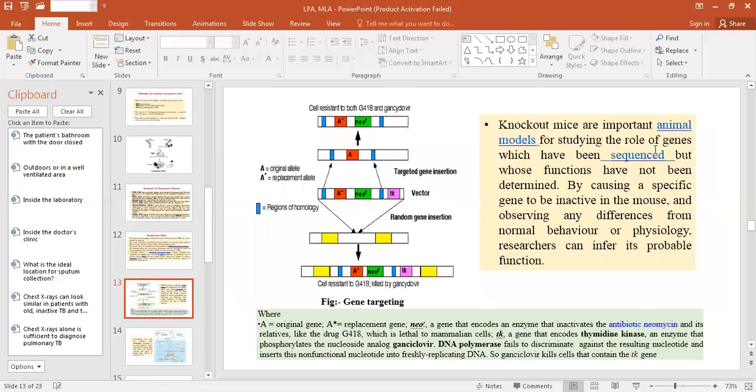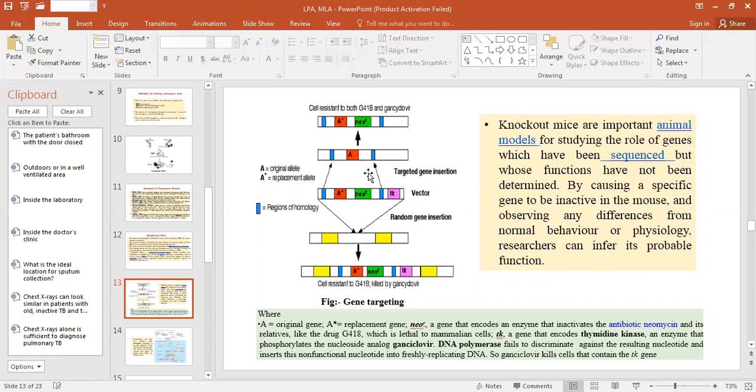Knockout mice are important as an animal model for studying the role of genes which have been sequenced but whose functions have not been explored. By causing a specific gene to be inactive in the mouse and observing any differences from normal behavior, physiology, or biochemical properties, researchers can infer its probable function.